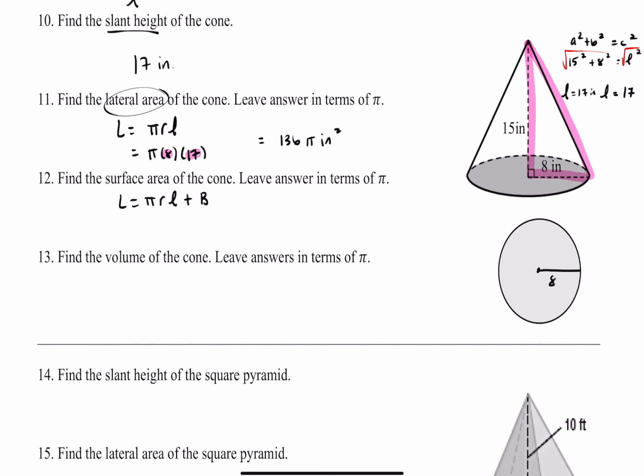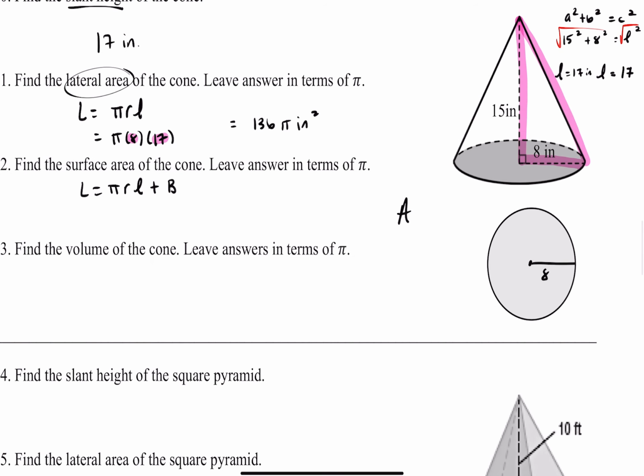And I want to go ahead and find the area of that base, which is a circle. So the area of the circle formula is what? A circle equals pi r squared. So pi times 8 quantity squared, you get 64 pi. That's the area of the circle, or this is now our capital B.